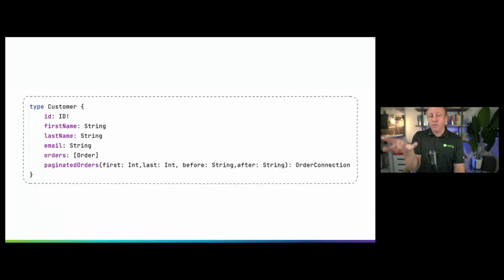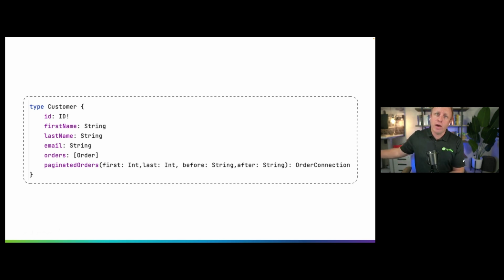So here I have a schema where I have customers. Normally, I just have a field called orders where I get all of the orders. But what if I had 1,000 orders for a customer? Maybe I don't want to display all of them. I have another field called paginated orders, and you'll see on the right there that returns a new type called the order connection.